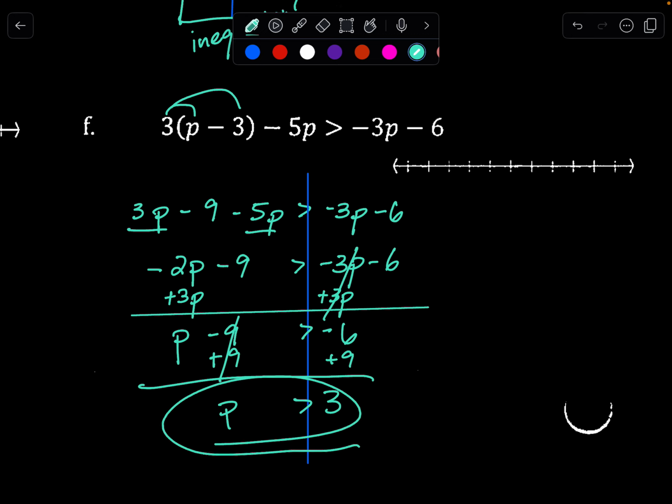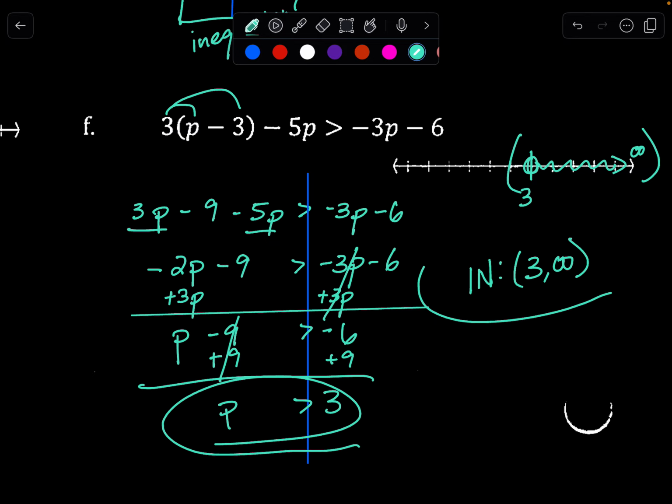Okay? Go here. 3. Doesn't matter where you put it. I had it a little bit off center, but this time that's not a big deal. Open circle, since it's not equal to, and you're going right because it's pointing towards the right-hand side. Infinity on this side, a positive infinity. It's an open circle, so parenthesis and parenthesis. So your interval notation in this case is going to be 3, comma, infinity.